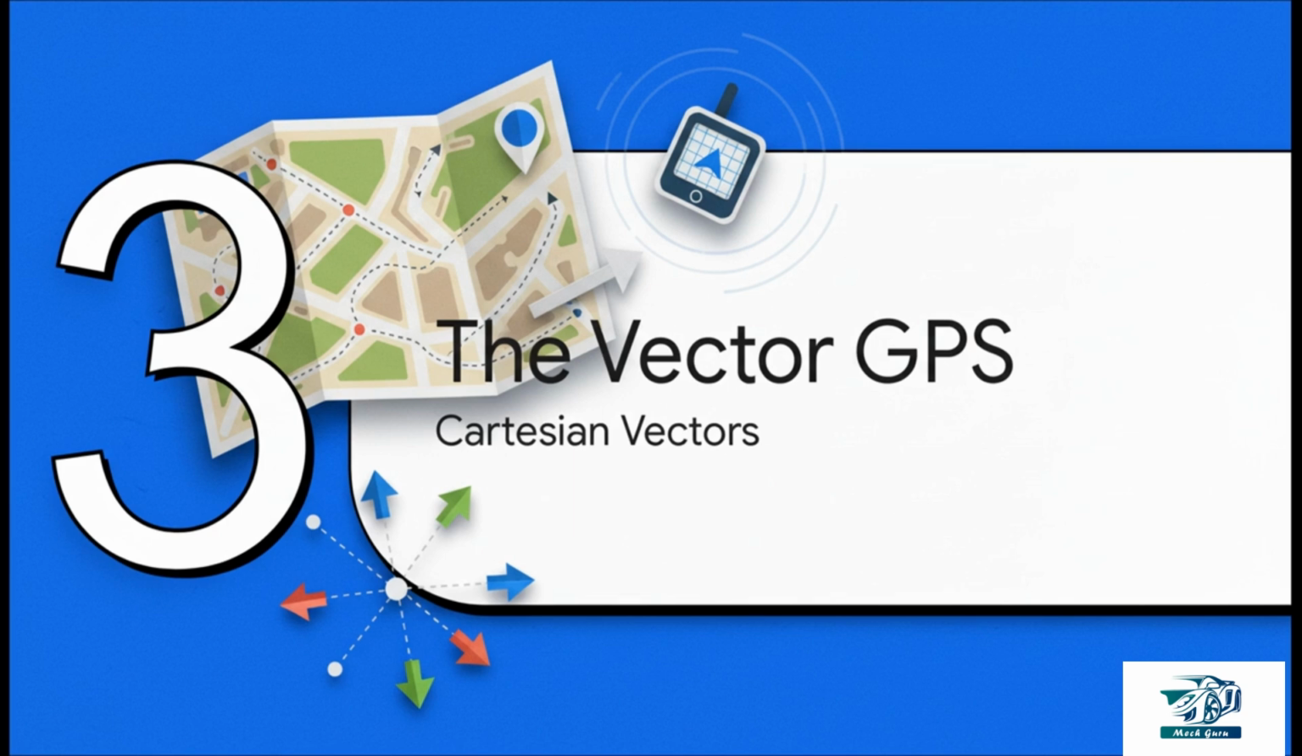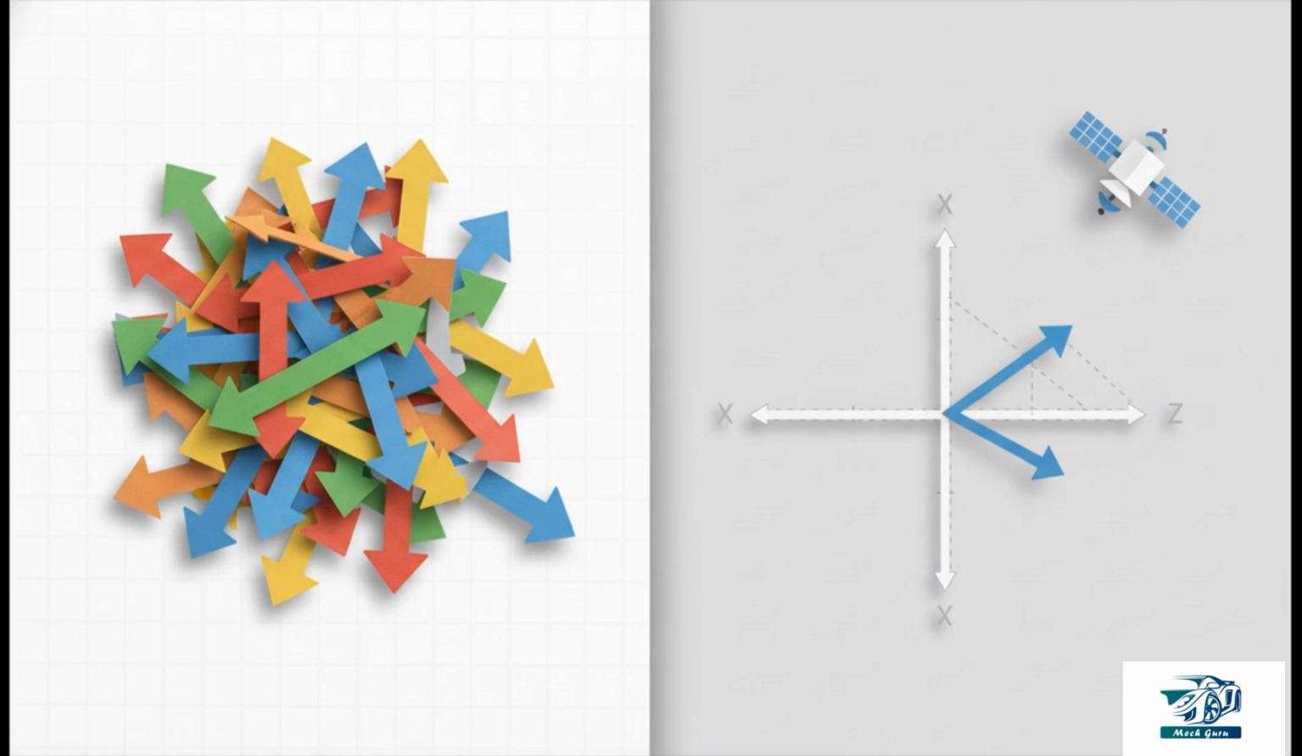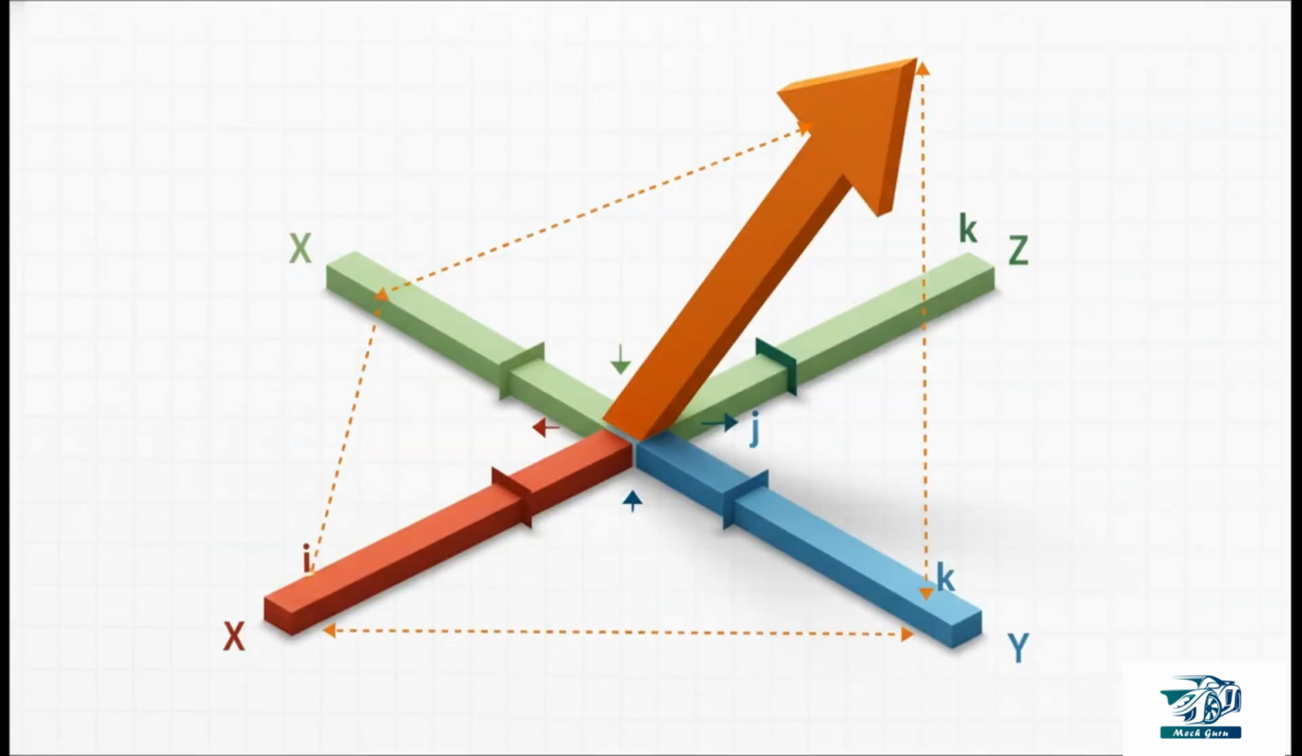This is the real power of what we call Cartesian vectors. Think about it. Instead of vague directions like north and east, a real GPS gives you exact coordinates on a universal grid. And that is exactly what engineers do with forces when they're working in 3D. So here's the breakdown.